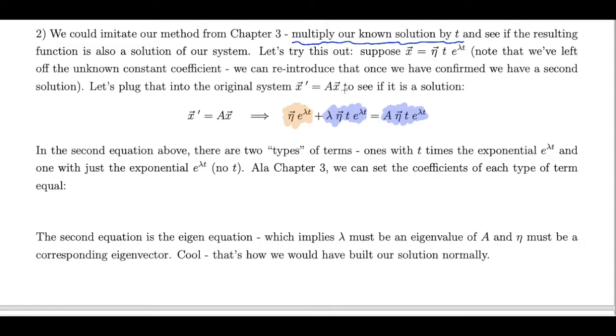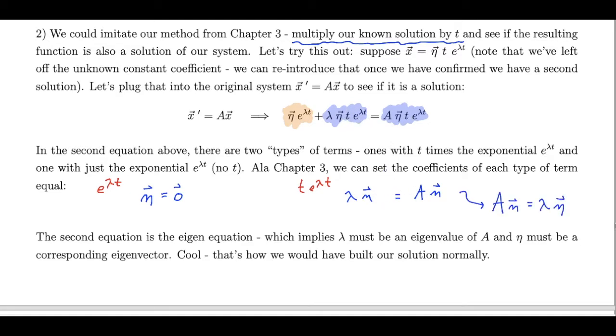coefficients equal. So let me take a look at the coefficients on, say, just the exponential terms. And setting the coefficients from those terms equal, I get eta on the left-hand side is equal to the 0 vector on the right-hand side. Playing the same game with these t e to the lambda t terms, I get lambda times the vector eta on the left, and then A times the vector eta on the right.